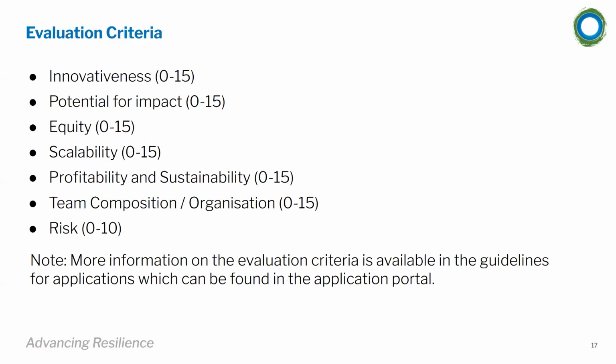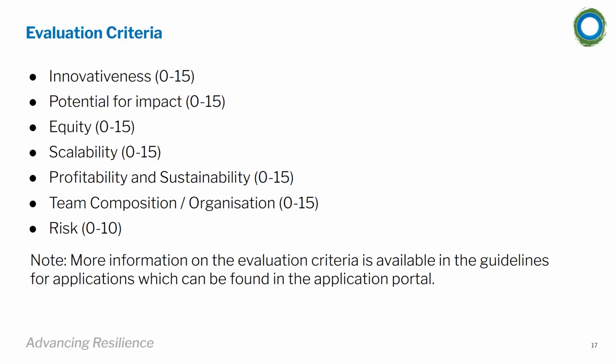We do also have evaluation criteria, so we provide transparency in terms of how we evaluate, shortlist, and also select winners for this challenge. These are provided in detail within the guidelines for applications. When we say innovativeness scores between 0 and 15, we provide more context on how the innovativeness of the program is scored. Also potential for impact, equity, scalability, profitability and sustainability, team composition, and risk.